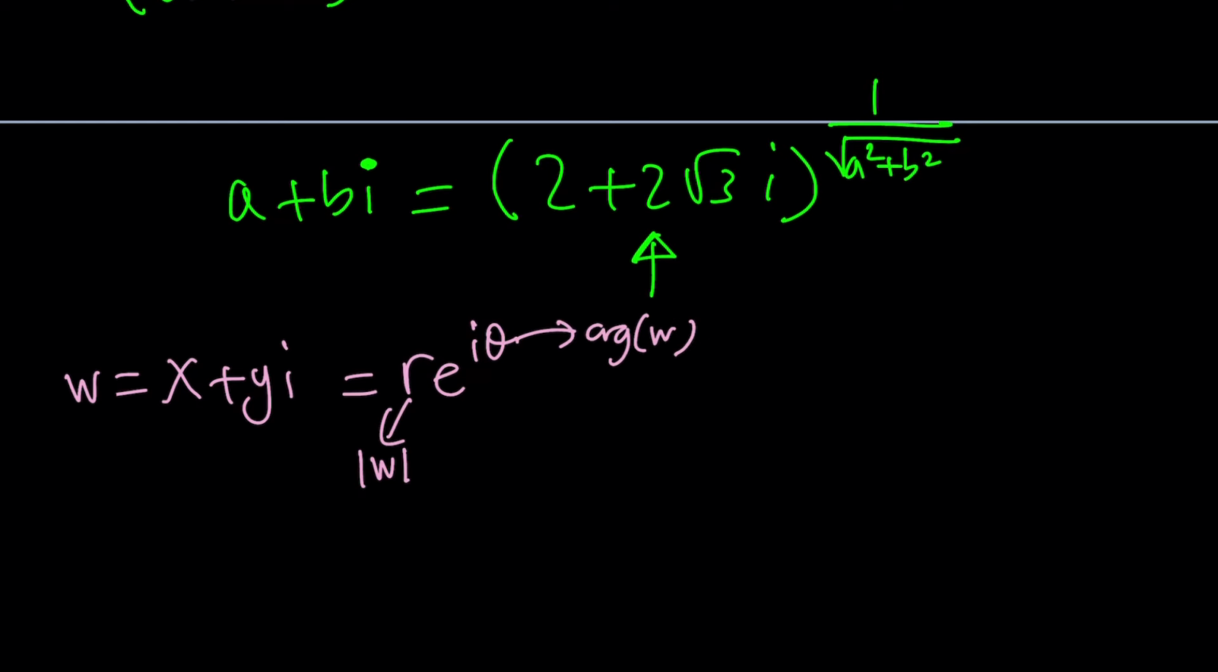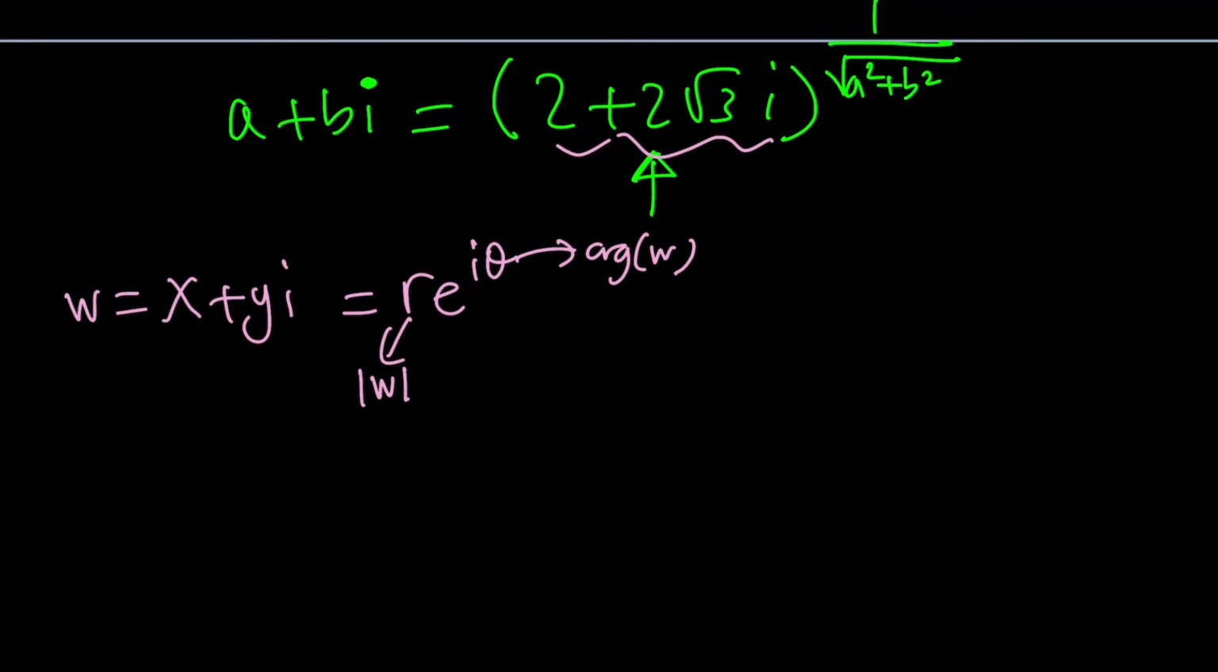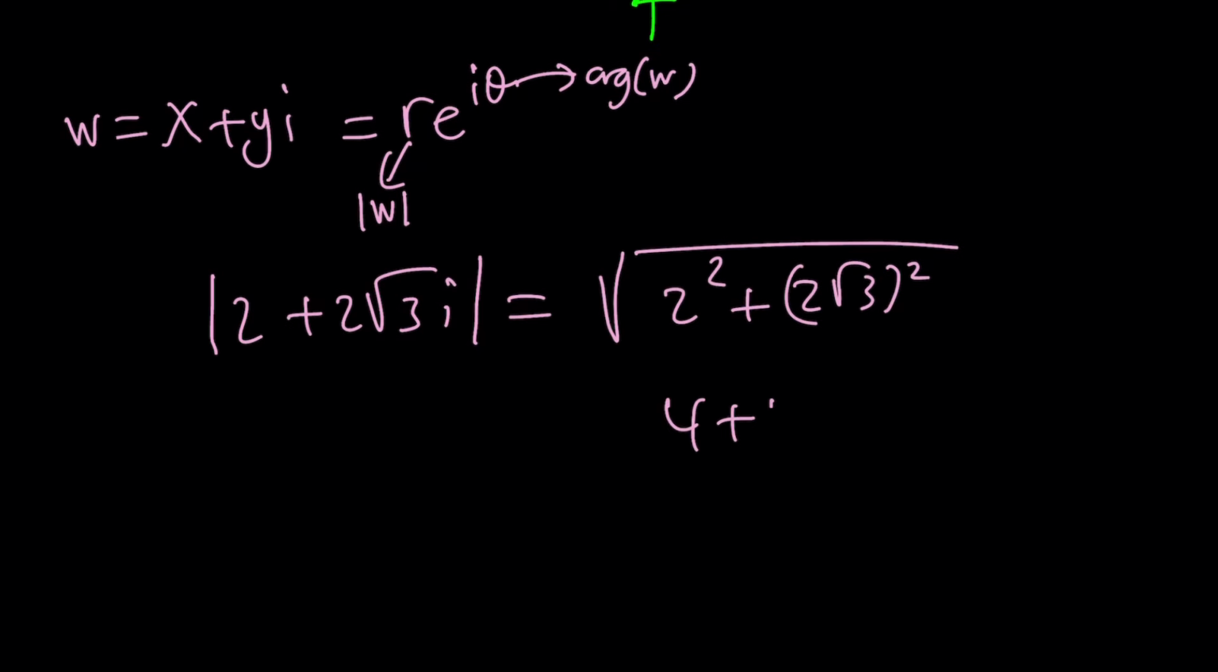Make sense? Okay, great. So we need to find two things. What is the absolute value? What's the argument? Absolute value of w is actually easy. It's the square root of a squared plus b squared. So it's going to be 2 squared plus 2 root 3 squared, and then the square root of that. This is going to be 4 plus 12, and that's going to be 4.